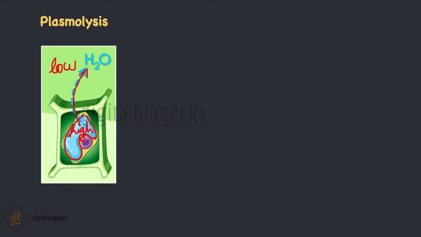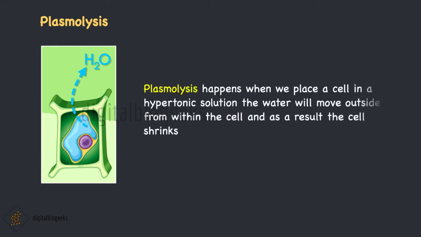This process is called plasmolysis. Plasmolysis happens when we place a cell in a hypertonic solution. Then the water will move outside from within the cell, and as a result the cell shrinks. Let's do one activity to understand more about plasmolysis.